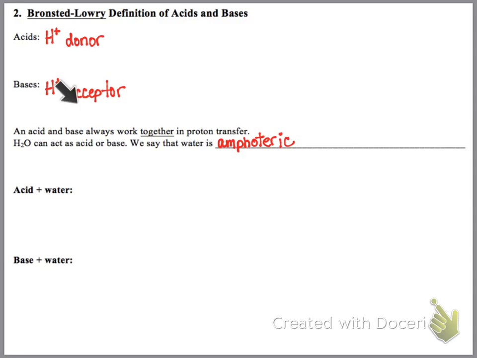So that leads us to think about any component that can donate or accept a proton can act as an acid or a base. And some things, and water is a prime example, can act as an acid or a base. And the word that we use to describe that is we say that water is amphoteric. So amphoteric means can act as an acid or a base.